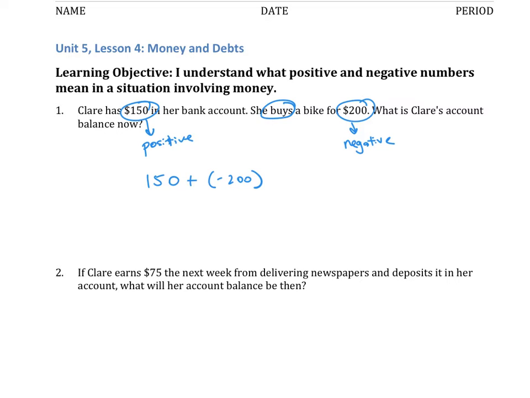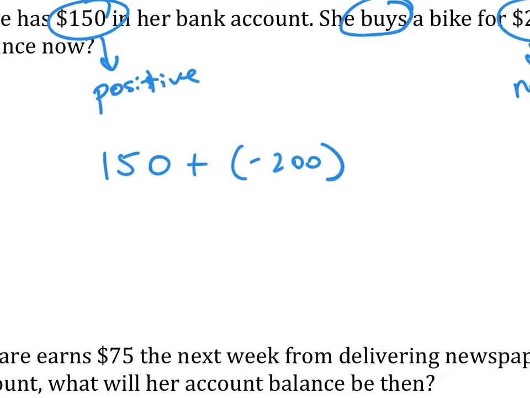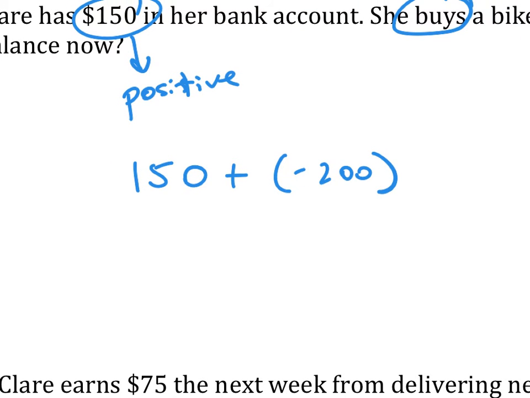Now, some of the things that we've learned in these first couple of lessons in this unit is when you're adding numbers with opposite signs, what you really are doing is subtracting the absolute value of those numbers. So in this case, we have one positive and one negative, so I'm really going to take the two numbers without any negative or positive, so 200 and 150, and subtract those. 200 minus 150 is just 50.